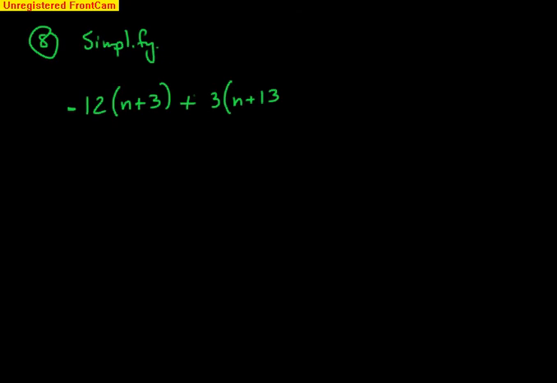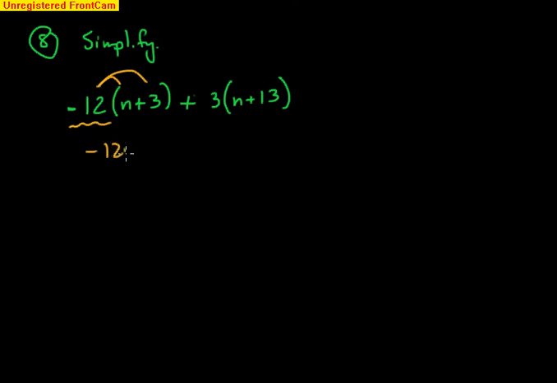Okay, so here's our next problem. It's going to be a simplifying problem. I forgot my last parenthesis, sorry. So it says negative 12 times n plus 3 times n plus 13. Okay, so this is a distributive problem first. There is a negative 12 here that has to go to the n and the positive 3.